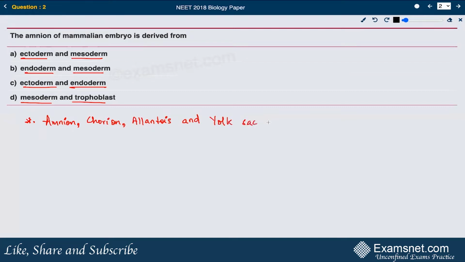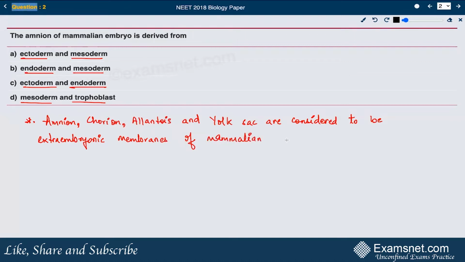Yolk sac are considered to be extra embryonic membranes. So these are considered to be extra embryonic membranes of the mammalian embryo, apart from amnion. These three are also there.